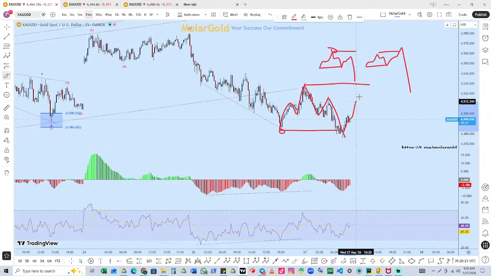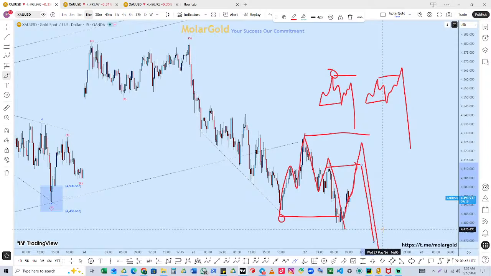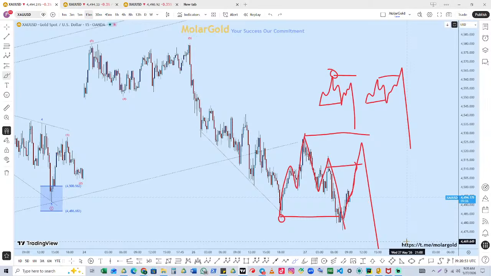So the running flats can happen, expanded flats can happen. One of them can happen. Either this one or that one can happen. Whichever one that happens is fine. Whichever one that happens, probably we just push here and then we sell. We can push, break it, sell. Whichever one that happens, it's the sell, right?